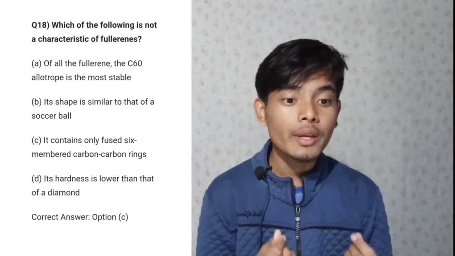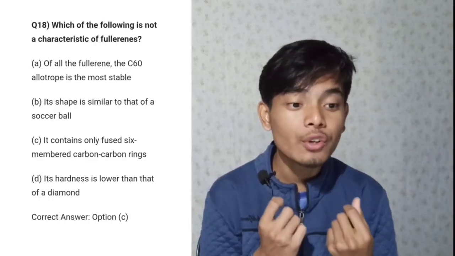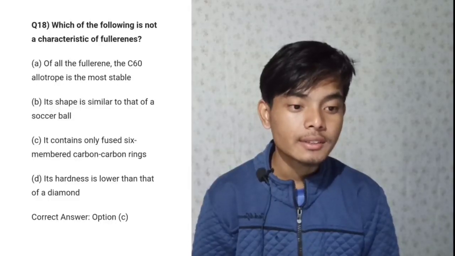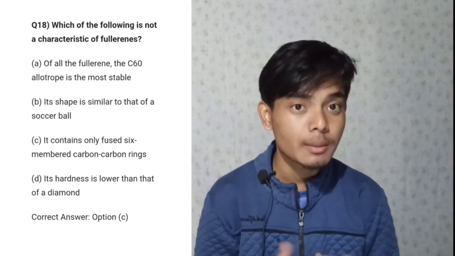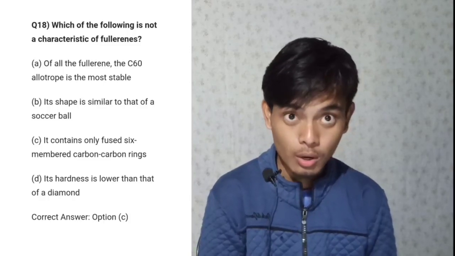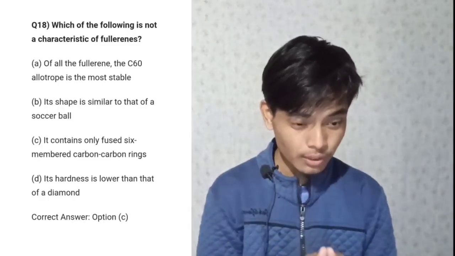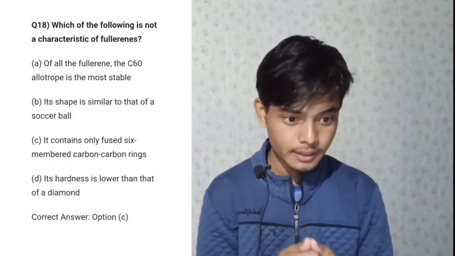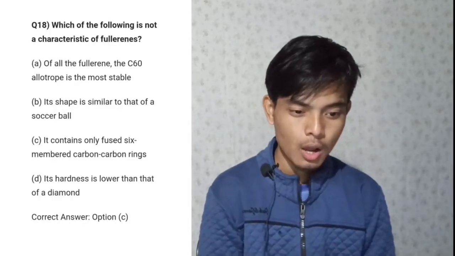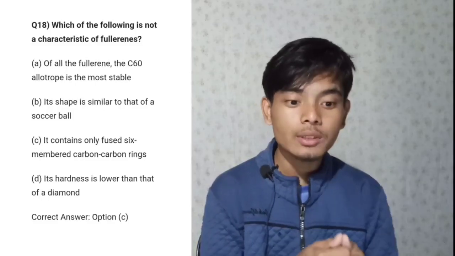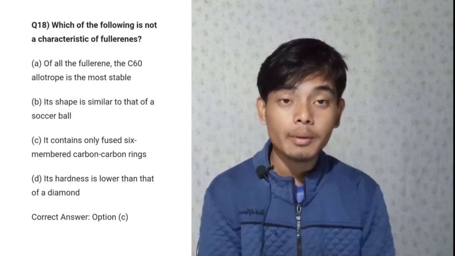Next question now. Which of the following is not a characteristic of fullerenes? Option A: of all the fullerenes, the C60 allotrope is the most stable. Option B: its shape is similar to that of a soccer ball. Option C: it contains only few 6-membered carbon rings. Option D: its hardness is lower than that of a diamond. Your answer is option C, it contains only few 6-membered carbon rings.